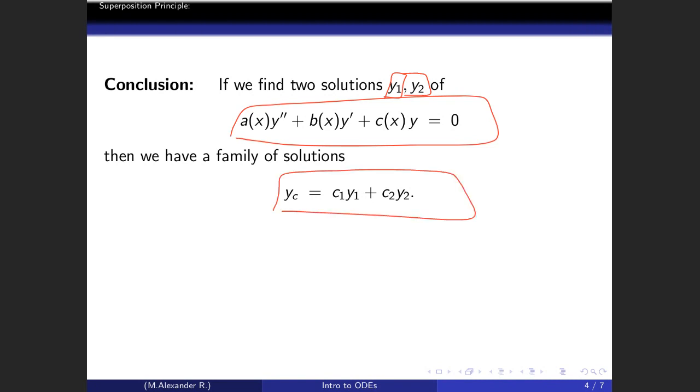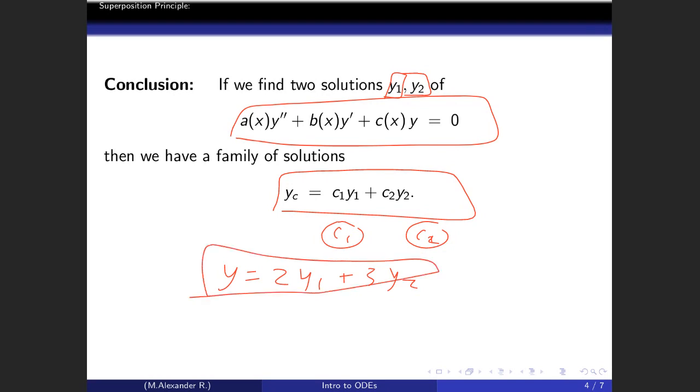Okay, and so here we are free to choose the C1 and C2. So you can have y equal to 2y1 plus 3y2, or whatever numbers you want for C1 and C2, and then that will be a different function, same format, but just different numbers in front of the y1 and the y2. And then that function you can plug into the differential equation, and it will be equal to 0, as long as the original y1 and y2 are solutions to the homogeneous equation.